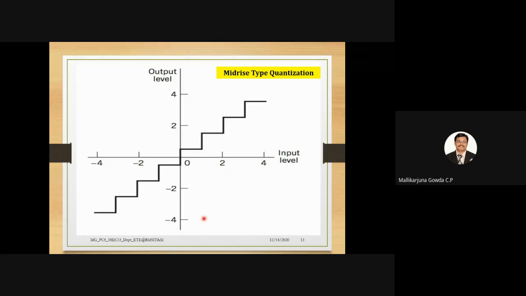Hope you are getting my point. I took delta, that is the step size, as 1 volt in this case for the example I have shown. So these are the 2 important characteristics of the quantizer, mid-tread type and mid-rise type. You should be able to differentiate between these 2, that is, where the decision levels are. For mid-tread type, the decision levels are on the x-axis, right?